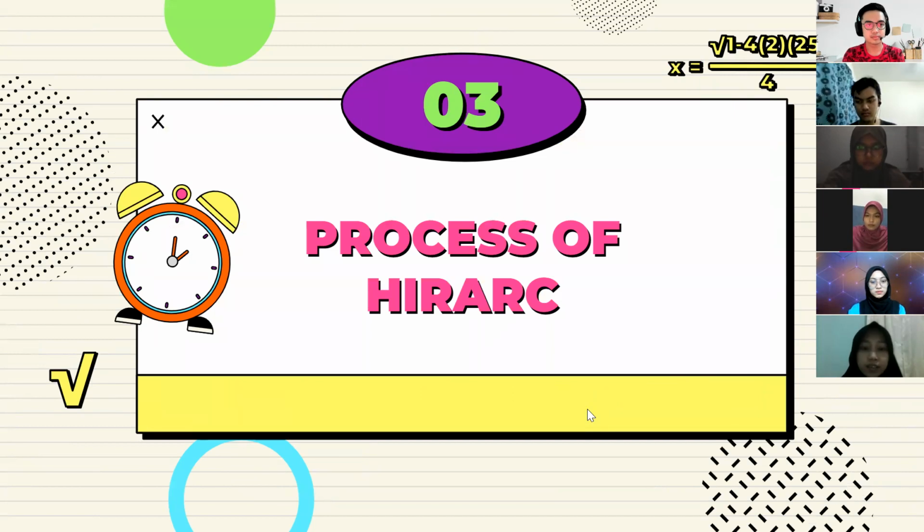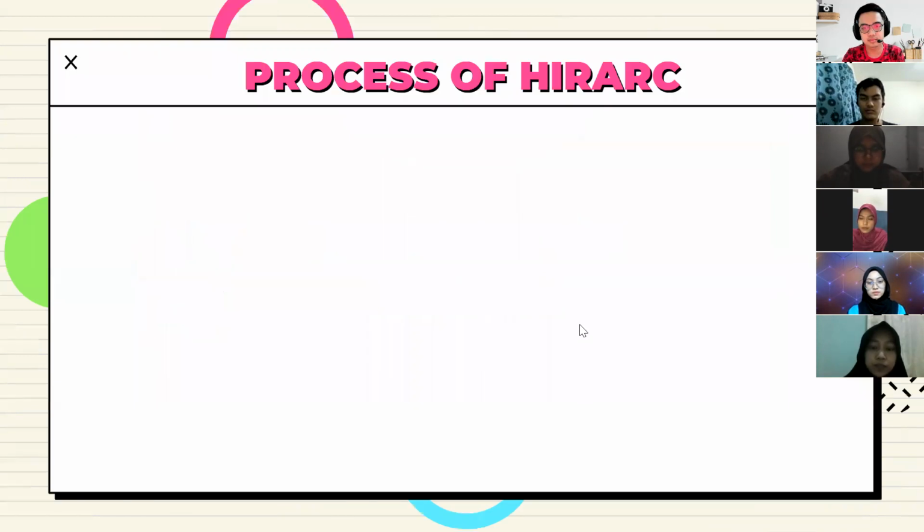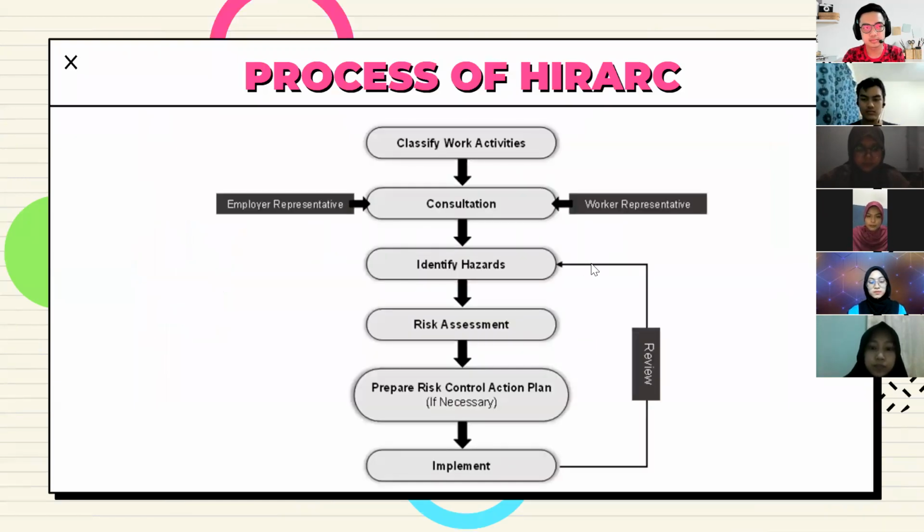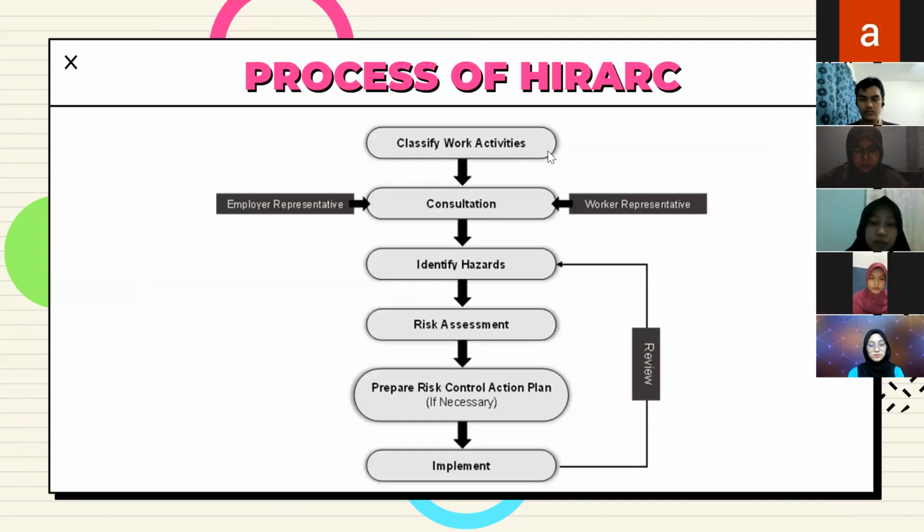Okay, this is the process of HIRARC. In the process of HIRARC, there are some steps that we have to know when we conduct a HIRARC. The first one is classify work activities. Then we can have a consultation with the worker or the employer about what complaints or hazards they feel. After that, identify the hazard. What is the hazard, and is it a physical hazard, chemical, or another hazard?